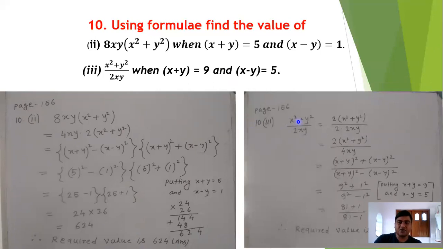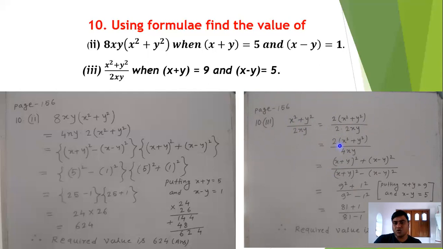The given expression is (x square plus y square) divided by 2xy. Now numerator and denominator are multiplied by 2. The numerator is multiplied by 2 and the denominator is multiplied by 2. So 2 into (x square plus y square) and 2 into 2xy. 2 into (x square plus y square), and 2 into 2 is 4xy.